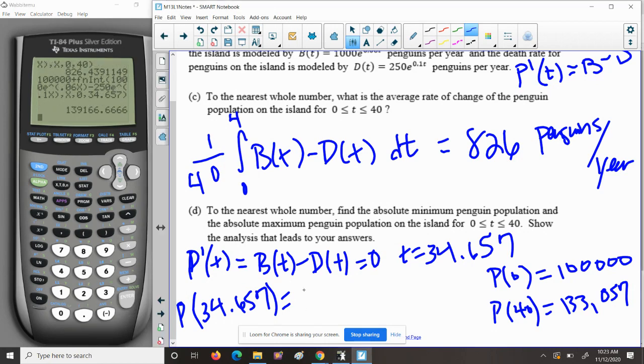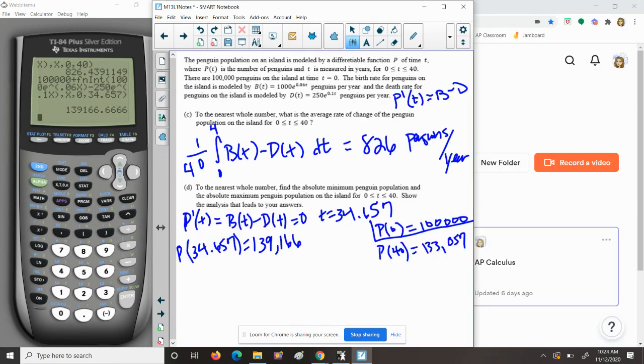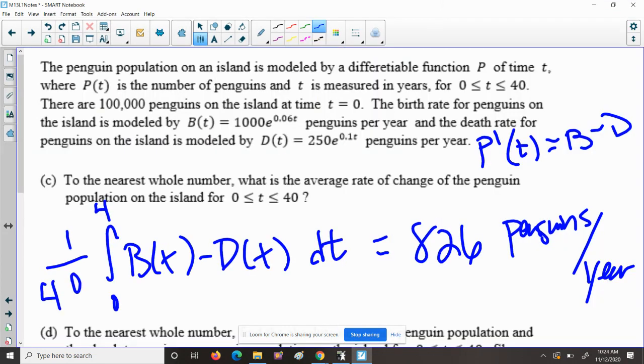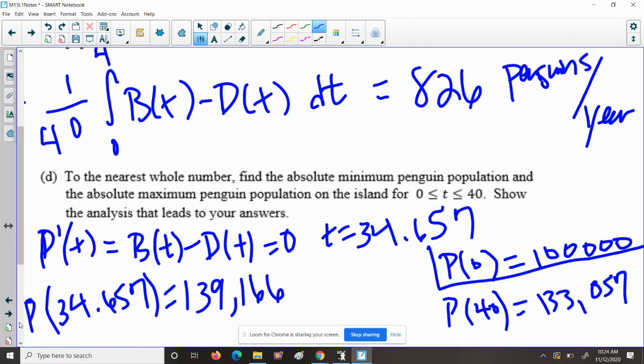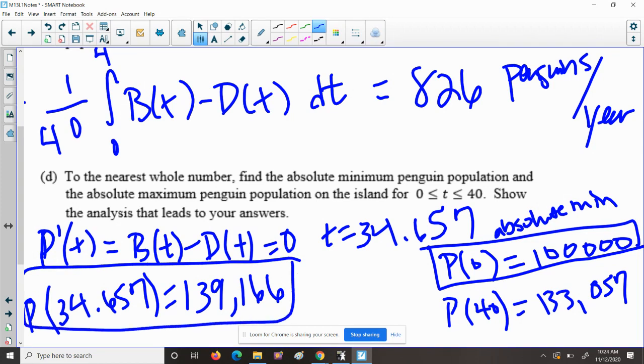That gives us 139,166 penguins. Okay, so we can tell that the absolute minimum on this interval is 100,000, right? The absolute minimum is 100,000 penguins, and the absolute maximum is 139,166 penguins.